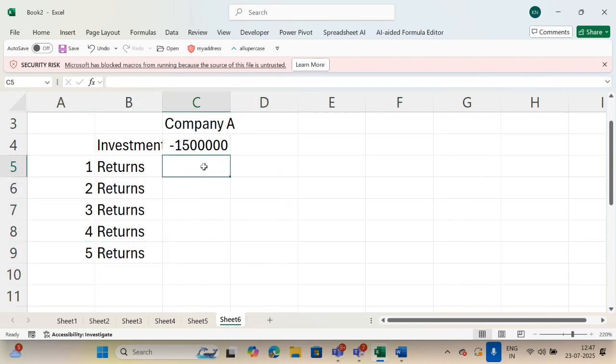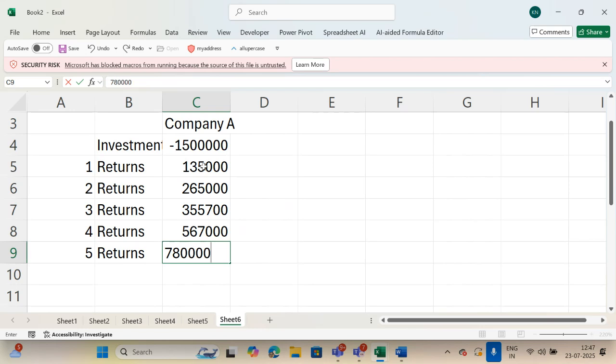The first year he promised me he will provide 1,35,000. Second year 2,65,000. Third year 3,55,700. 5,67,000. In the last year 7,80,000. Now I need to calculate the IRR.